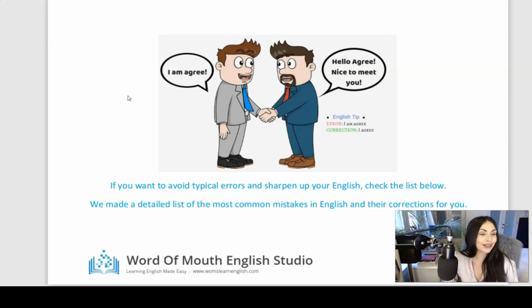They usually make the mistake of saying, "I am agree," when they want to express agreement. But the thing is, this is not the right word to use. Agree is a verb, but it is not an adjective. Therefore, it is not "I am agree," but rather "I agree." Agree is a verb. Right, so that's just one of the many commonly made mistakes at B1 and B2 level.